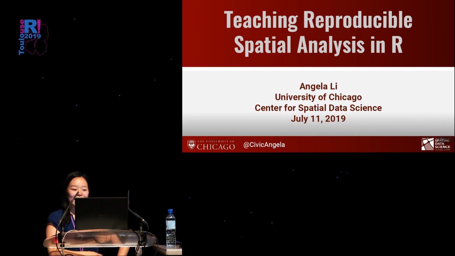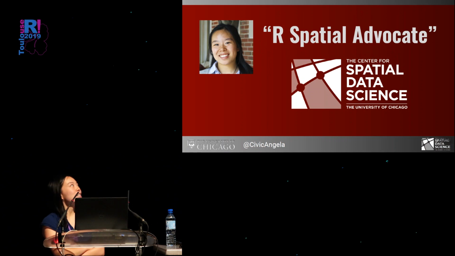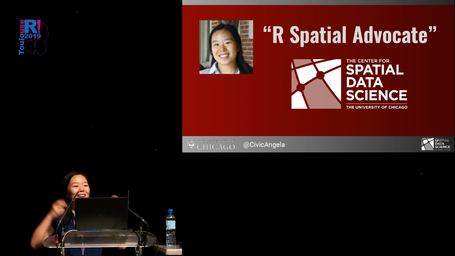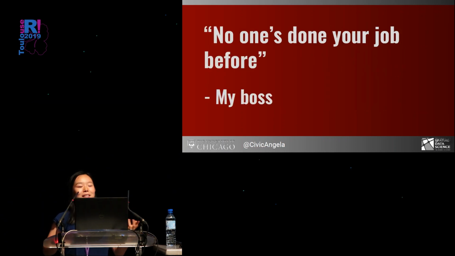The Center for Spatial Data Science does open source software and methods, mostly in spatial. The role that I play there is that of our spatial advocate. Take out the spatial, and this is something you all are probably familiar with. You may play the role of the R advocate at your company or center. What I was supposed to do was teach researchers how to do things.